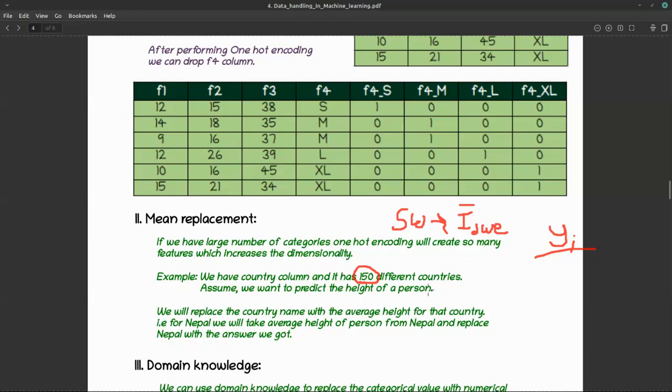For all the countries I can do that: Pakistan, Bangladesh, Sweden, the Netherlands, or any country, right? So for these 150 countries, the value would be replaced by the average value of the dependent variable, so it's called mean replacement.